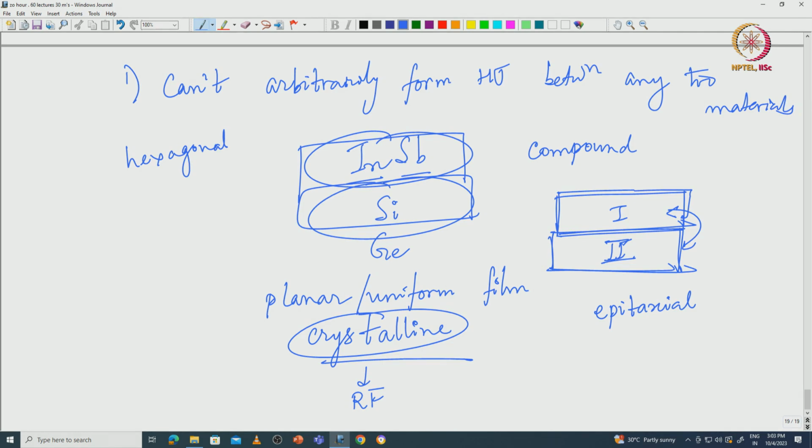The kinetics and the thermodynamics will not allow you to grow a planar uniform crystalline film if you arbitrarily grow, for instance, indium arsenide on top of, say, aluminum nitride. These are two different semiconductors, you cannot arbitrarily grow that.